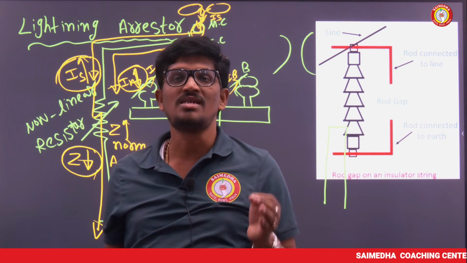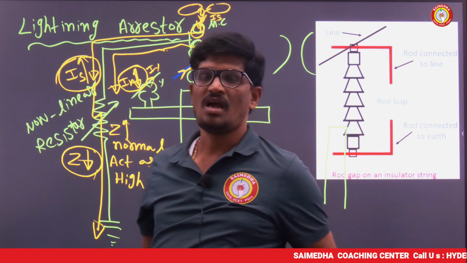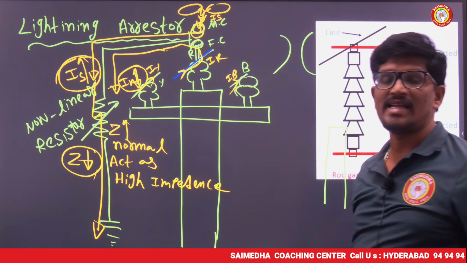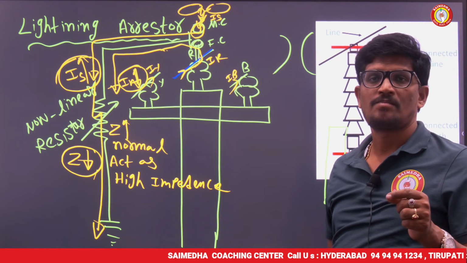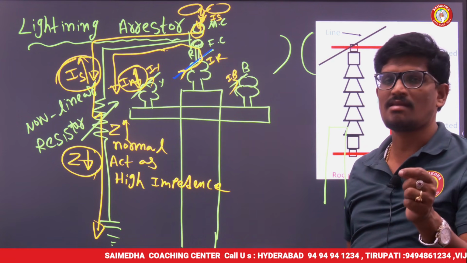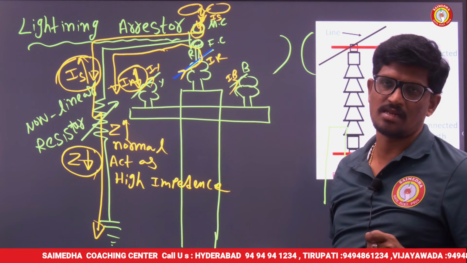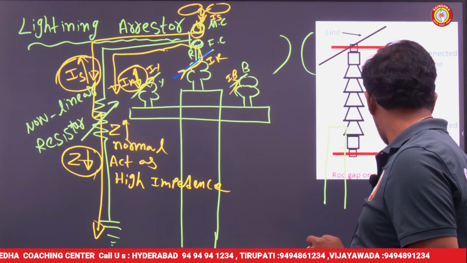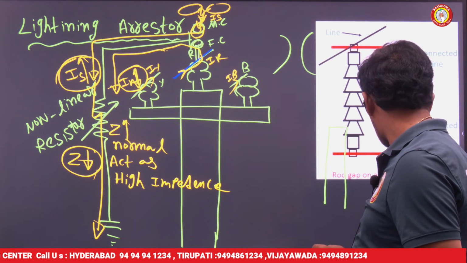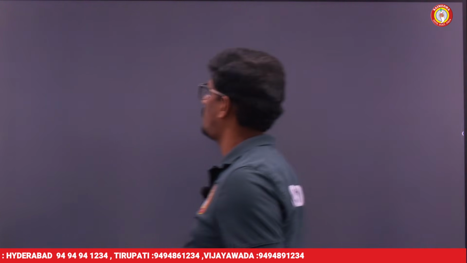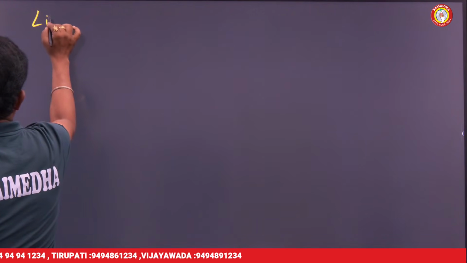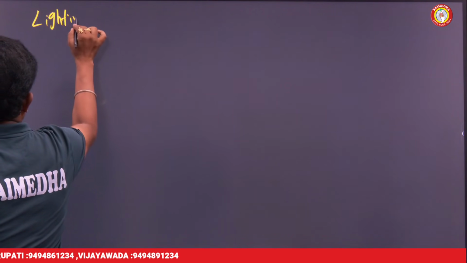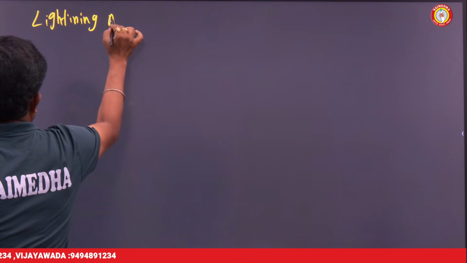Hence this is called what? Surge diverter. And finally, one more point: a lightning arrestor is generally made up of thyrite material. Okay, so we are going to discuss all these concepts. First one, the lightning arrestor.